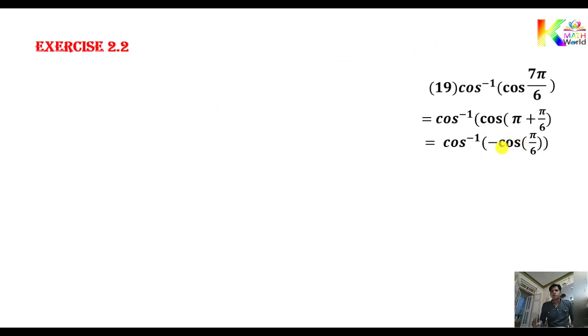Okay. Now this is like which one? If you consider this thing as x, then you have cos inverse of minus x. What is the formula for cos inverse of minus x? Pi minus cos inverse of x. So using that we get pi minus cos inverse of cos pi by 6. Here still one bracket is missing.